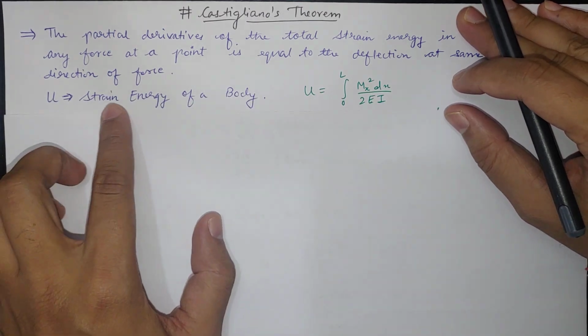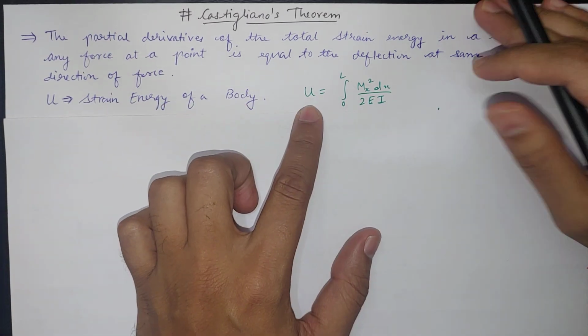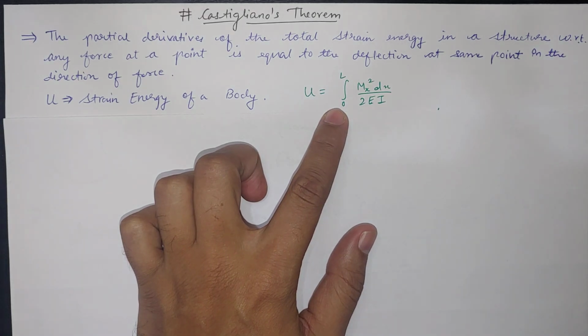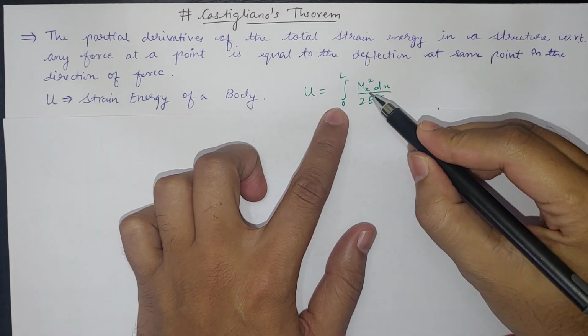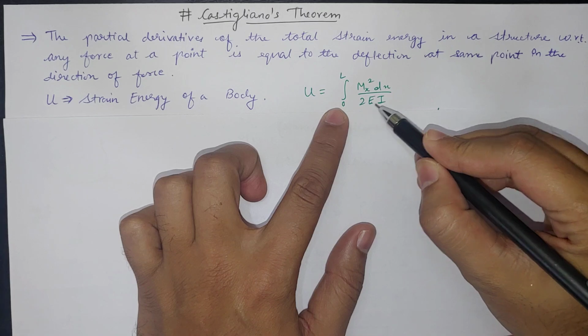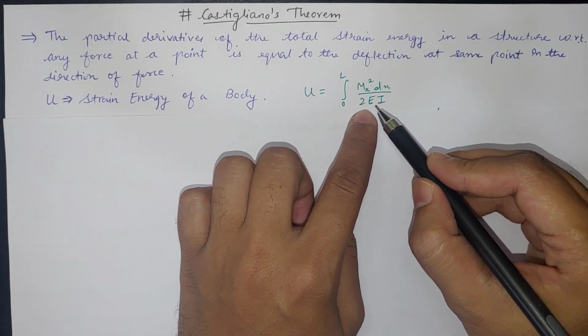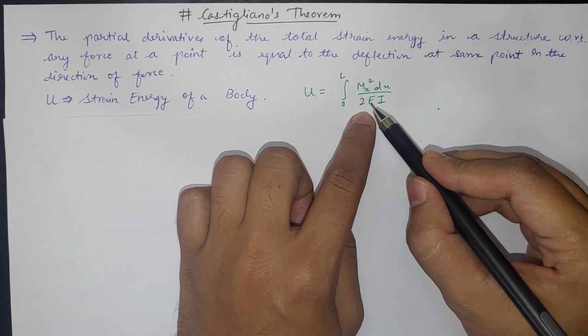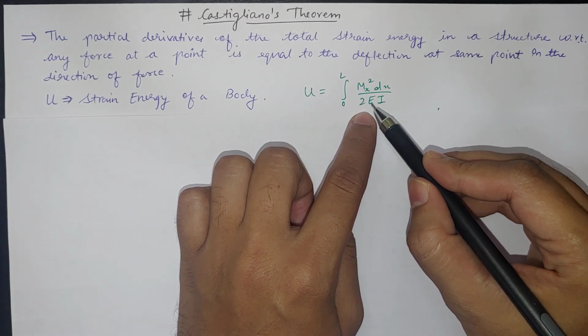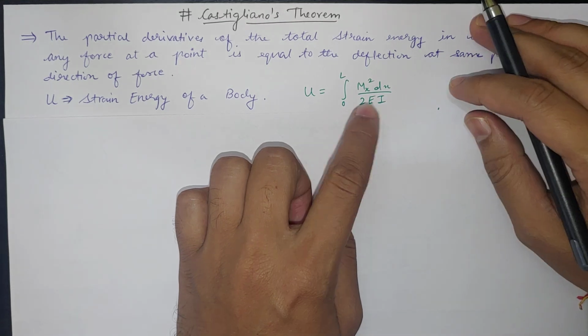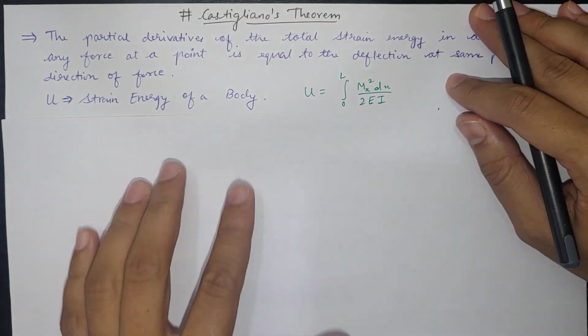So if we say U is the strain energy of a body, we know that it is the integration from 0 to L of moment as a function of x, squared, dx divided by EI. If E and I are also varying with respect to x, we have to put them as functions of x and then integrate. Here I have taken them as constant.